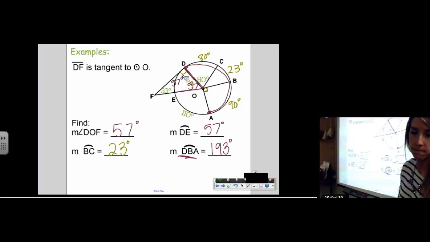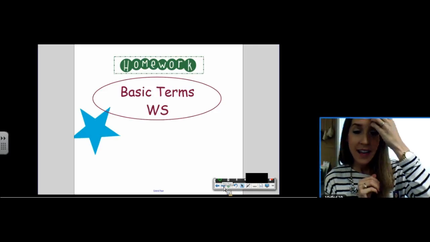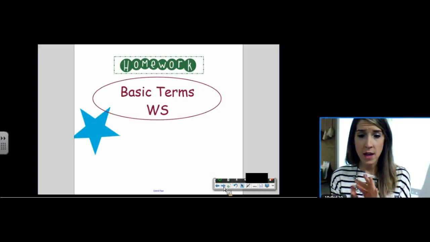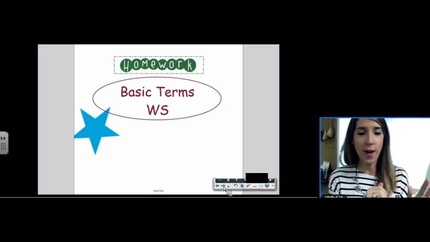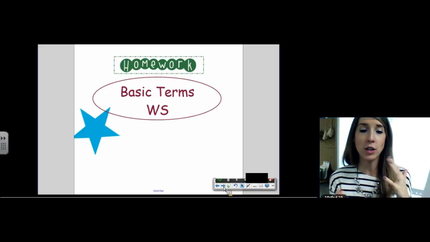193 degrees. On your homework, the front is homework that's about the vocab, and the back is homework about the central and inscribed angles. So don't just do the front and put it away. Don't just do the back and put it away. Make sure you do all of it, or you do a little section of each. Okay?